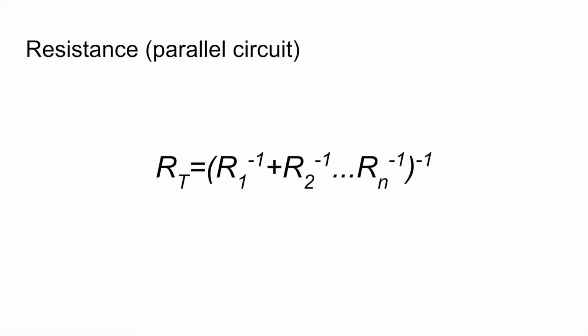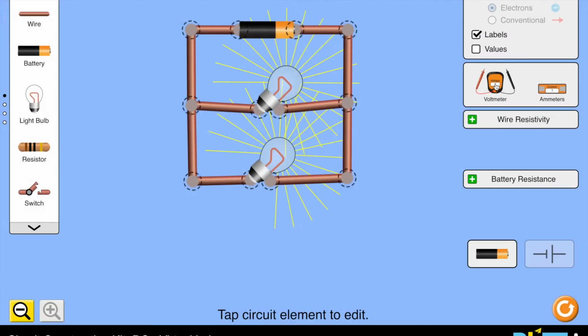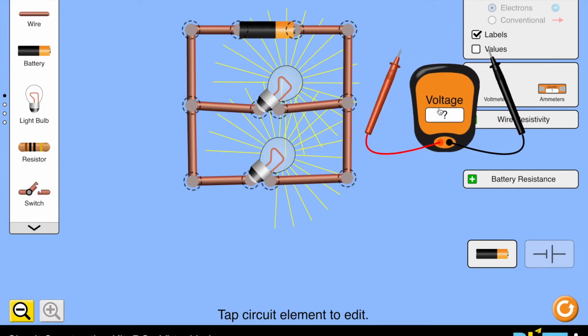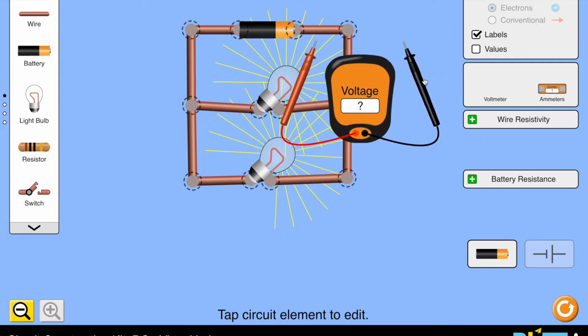This formula takes this phenomenon into account by inverting the resistance values, i.e., by putting them to the power of -1. Let's try calculating the total voltage, intensity, and resistance of a parallel circuit. Let's start by calculating the total voltage of this parallel circuit. As mentioned before, the total voltage is the same as the voltage at all points of the circuit. So I can just take my voltmeter here and put it anywhere.